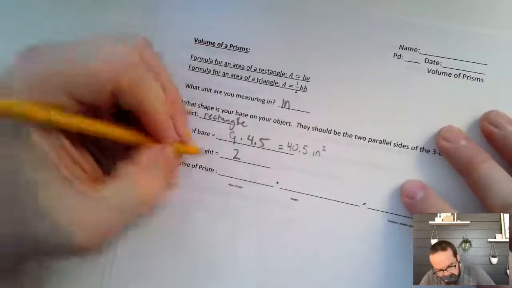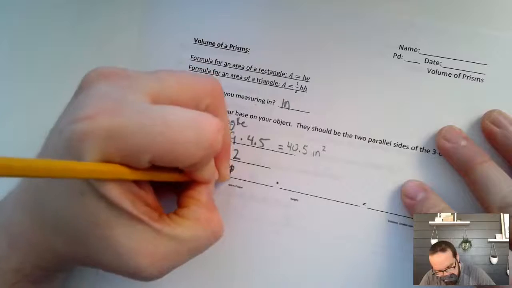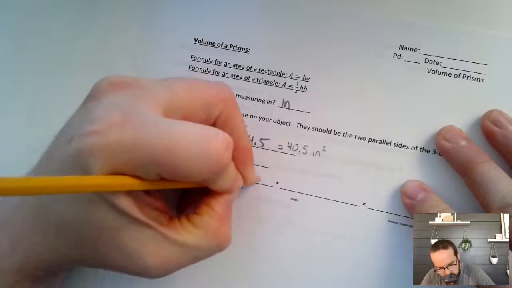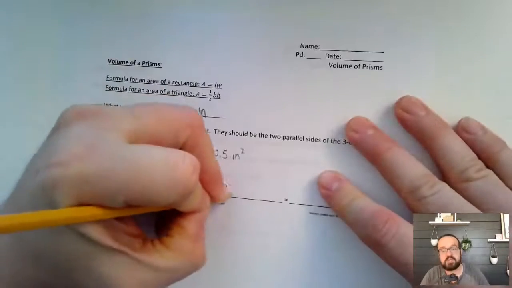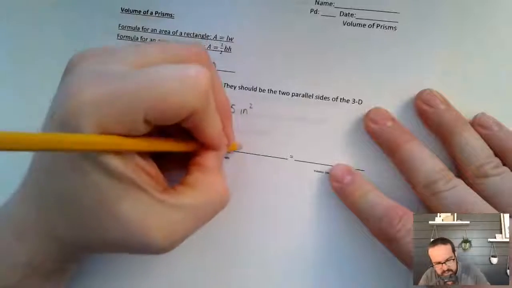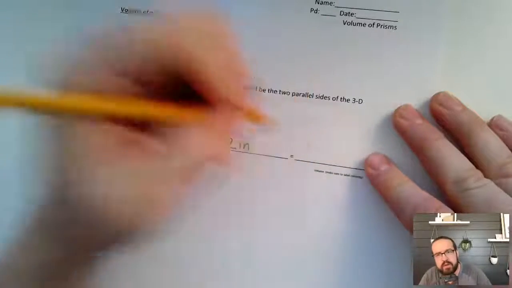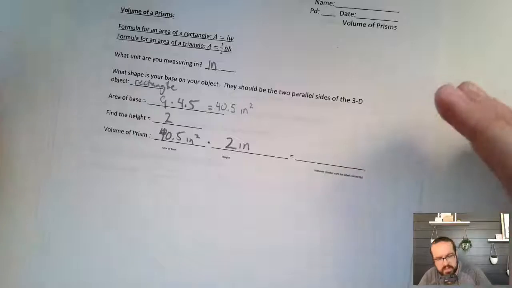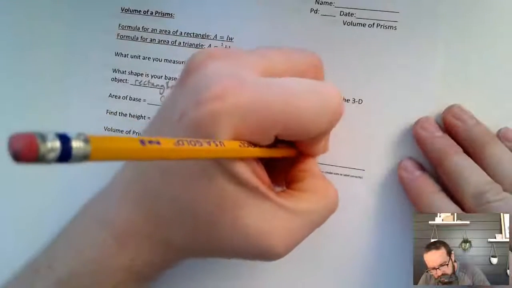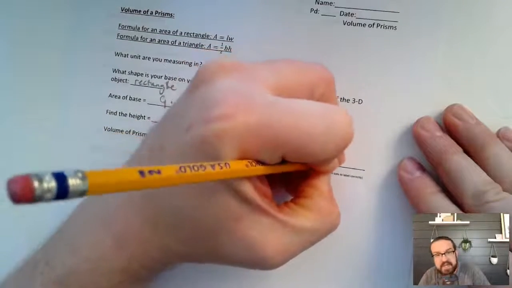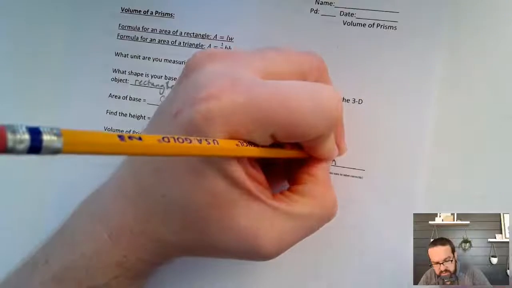So we know the area of the base was 40.5 inches squared. We're going to be multiplying it times 2. Label as inches there. 2 times 40 is 80. 2 times a half is 1. So wouldn't that just be 81 inches? And again, think about the label to the 3rd power.